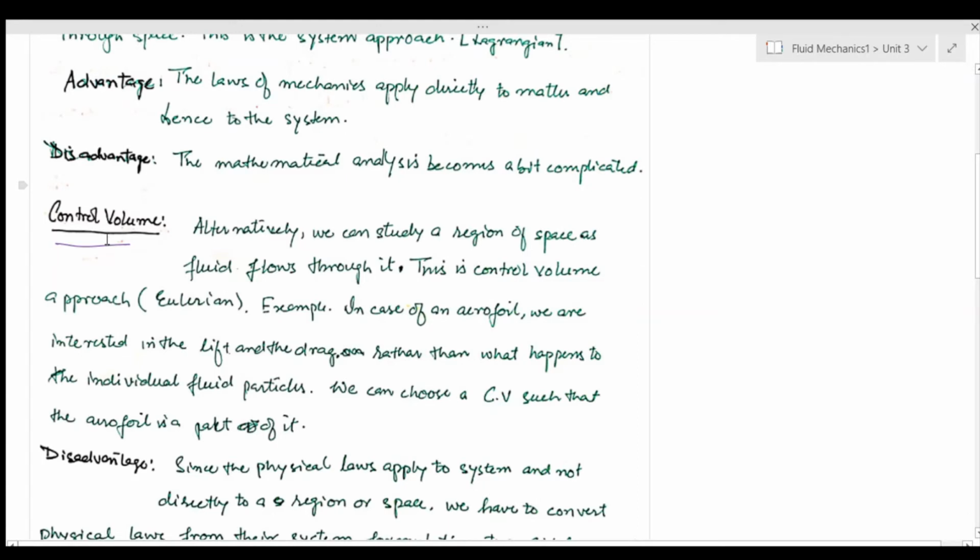And the control volume approach would be that I would make a boundary around this, and then there would be different fluid particles entering and exiting, and I would be looking at what is happening within that boundary. So this is something which is written here. Alternatively, we can study a region of space as fluid flows through it. This region of space is known as control volume, and this is the Eulerian approach.